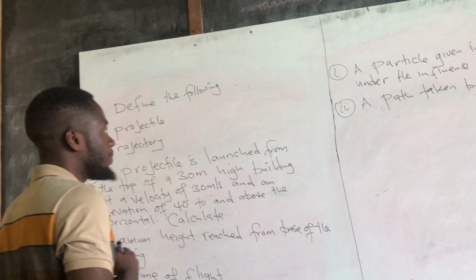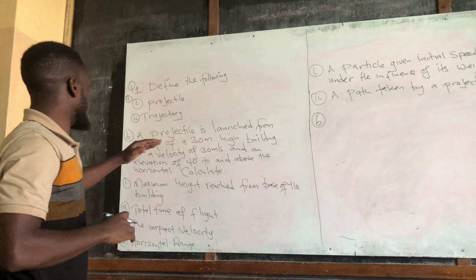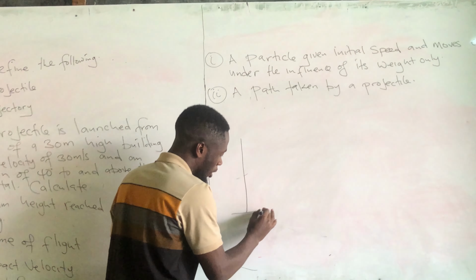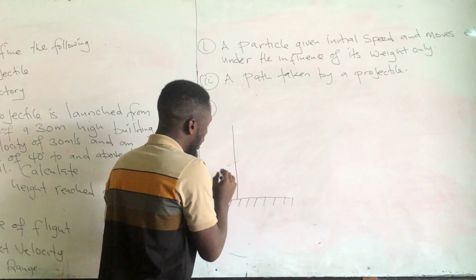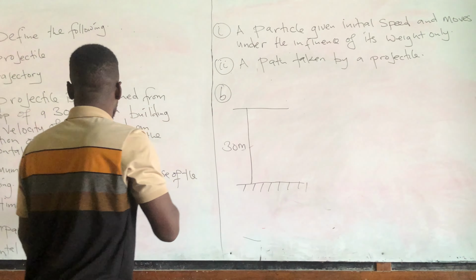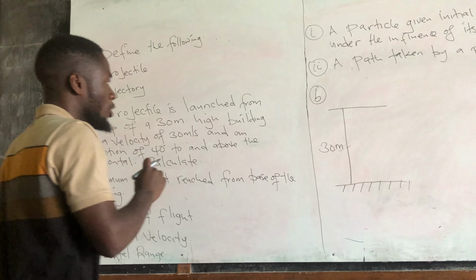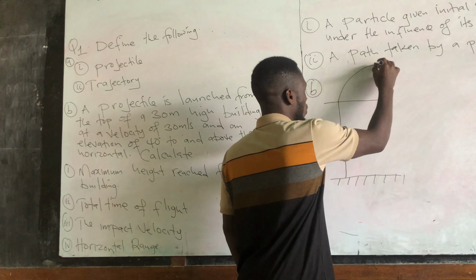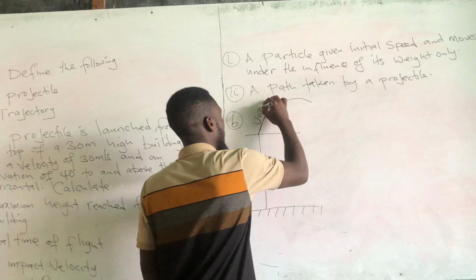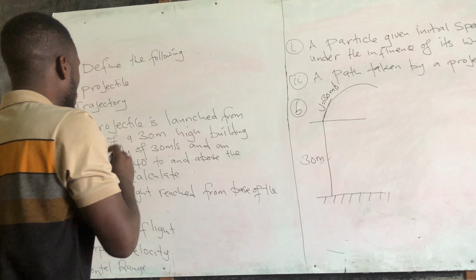So now let's go to question B. A projectile is launched from the top of a 30 meter high building. This is the building, and this is the 30 meter high building. It is launched from the top at a speed of, let's say V, 30 meters per second, and an elevation angle of 40 degrees above the horizontal.